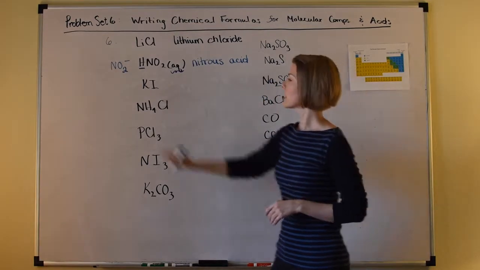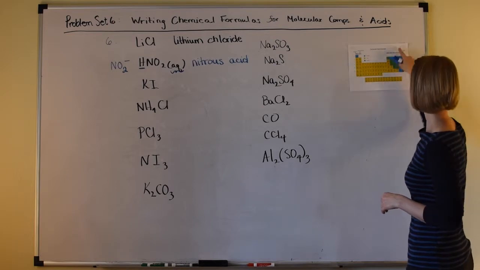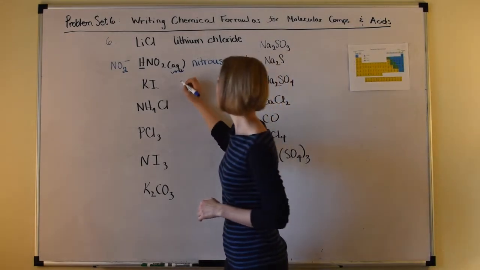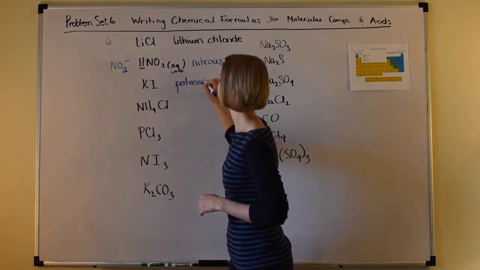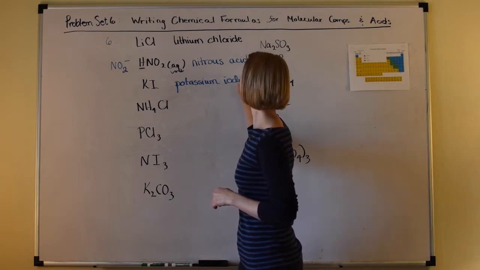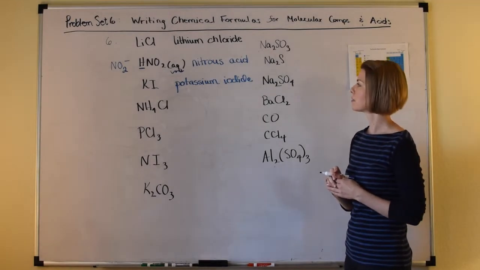Okay, KI. Potassium is a metal. Iodine is a nonmetal. So we're talking about an ionic compound here. So name the cation by the element name, potassium. And now name the anion with the ide ending, potassium iodide.